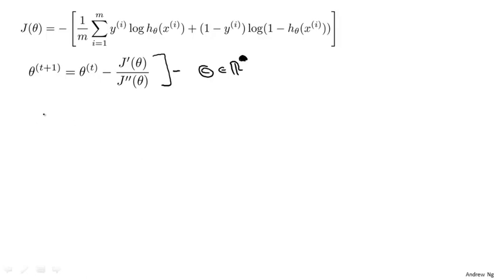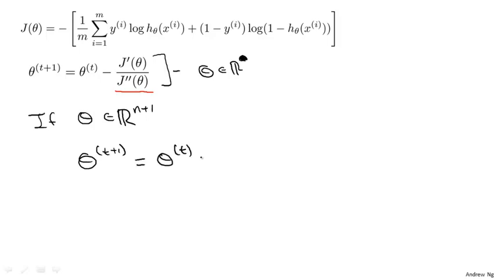Let me just write down the generalization for the case where theta is a vector of parameters rather than just a real number. To motivate this, if you look at this formula, this is theta minus essentially the first derivative over the second derivative of J. It turns out the vector valued generalization looks pretty similar: theta t plus 1 is equal to theta t minus H inverse times this derivative vector.